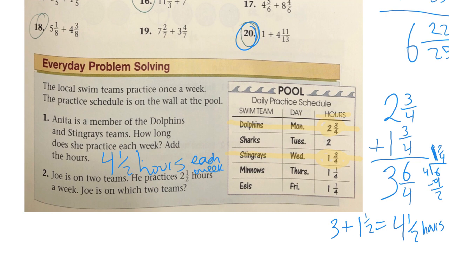Joe's on 2 teams. He practiced 2.5 hours a week. Which 2 teams is he on? So can you use your math to add up between the different options? Which 2 teams add up to be 2.5 hours? And you can pause the video, work that out in your notes, and then practice in your workbook for Chapter 9, Section 2. Thank you.